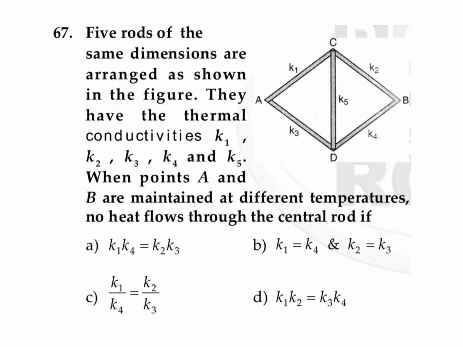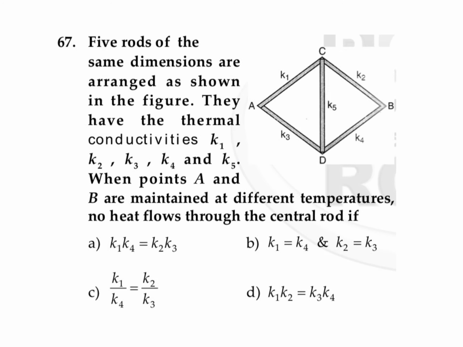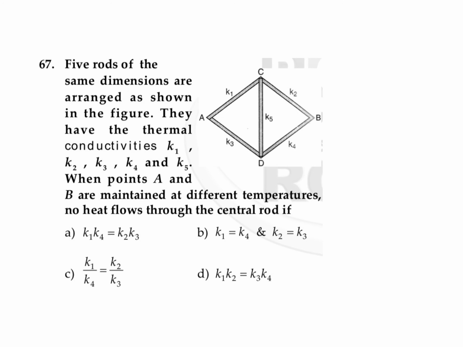In this question, it is given that 5 rods of the same dimensions are arranged as shown in the figure. They have thermal conductivities K1, K2, K3 and K4. When the points A and B are maintained at different temperatures, no heat flows through the center rod. So it is basically related to the current in a Wheatstone bridge.